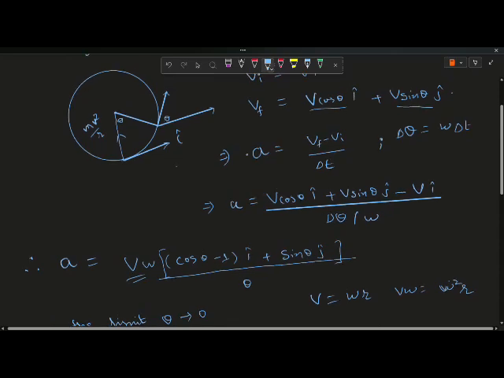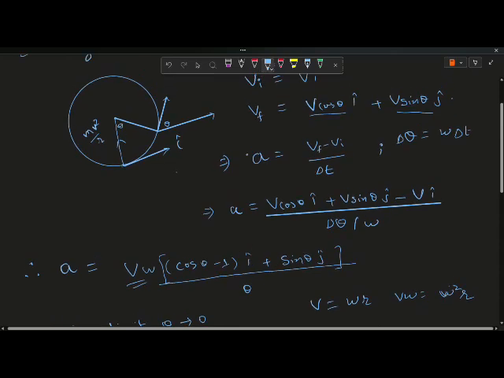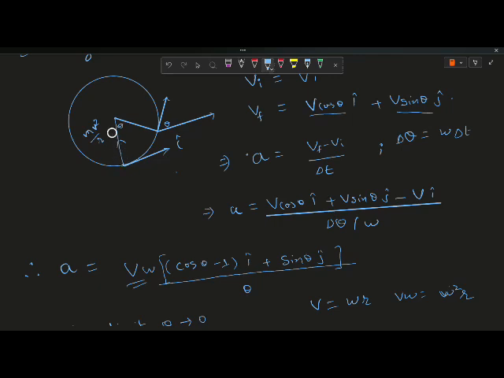And what was j cap? Initially, I have taken this as i cap, so j cap has to be the direction perpendicular to it. So this direction is actually the j cap direction. So it turns out that although the particle is not really moving towards the center, its velocity is perpendicular to the line joining the point and the center, and it never actually reaches the center whatsoever. Still, its change in velocity is always directed towards the center. That's the beauty of this.